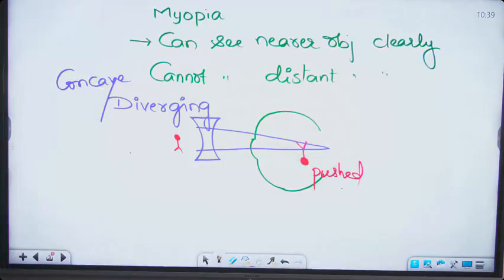Short sight or myopia? A person having short sight. Guys, did you write this?